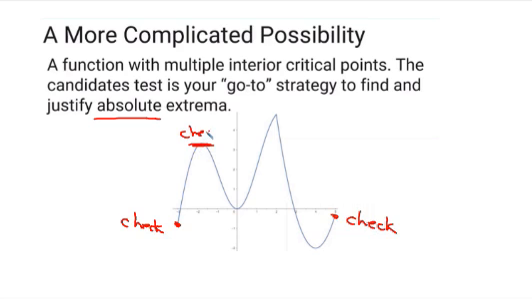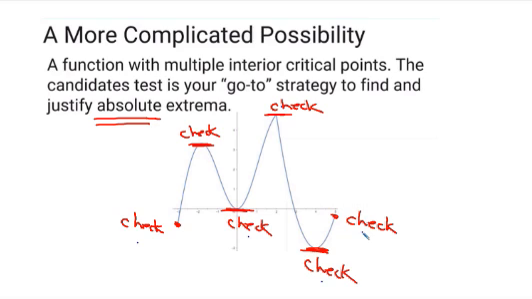Check there, check here, check here, and check there to find the absolute. Again, we're looking for the absolute extrema. All right, so in this particular problem, I would have 1, 2, 3, 4, 5, 6 candidates to check. All right, to see which ones are the absolute maximum and minimum.